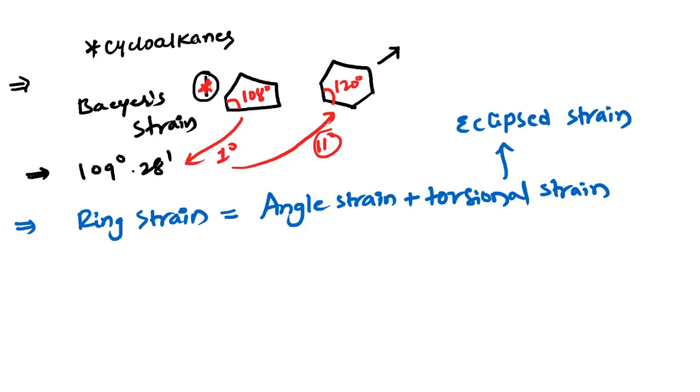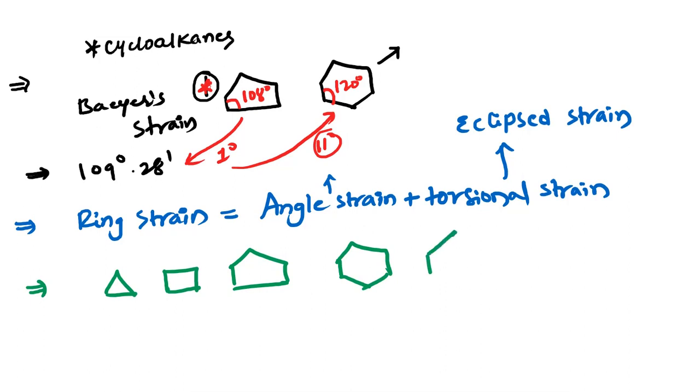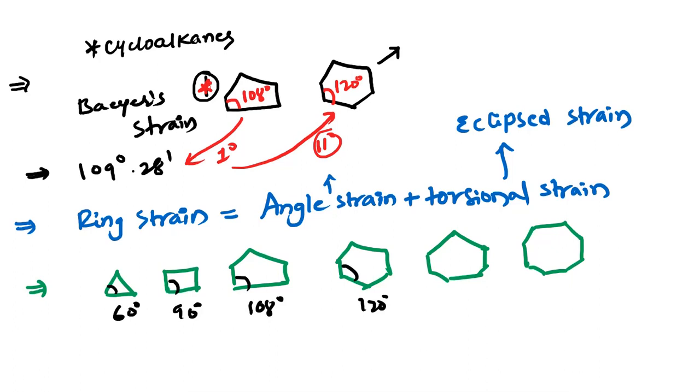The first case we need to look at is the angle strain. You may already have the concept of it, so don't worry, watch it again. Just look here. We can start from the 3-membered ring. Now draw the most used rings, up to 7 or 8-membered rings. Now try to find the bond angles: here 60 degrees, here 90 degrees, here 108 degrees, here 120 degrees, here 135 degrees, here 140 plus degrees.